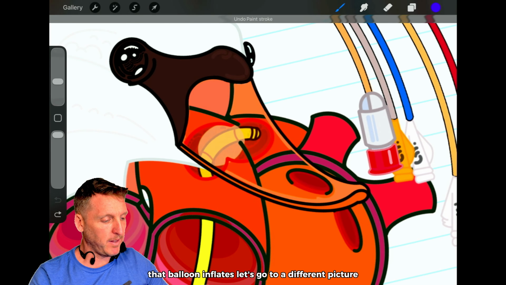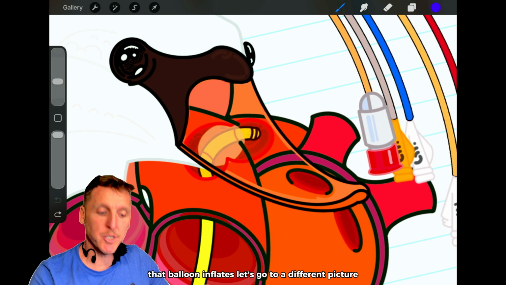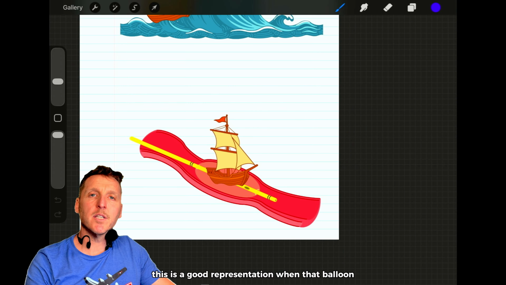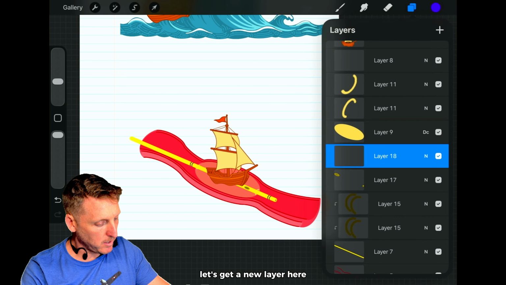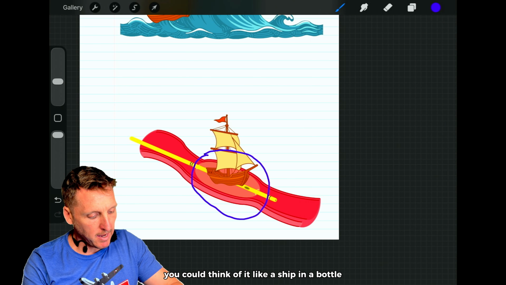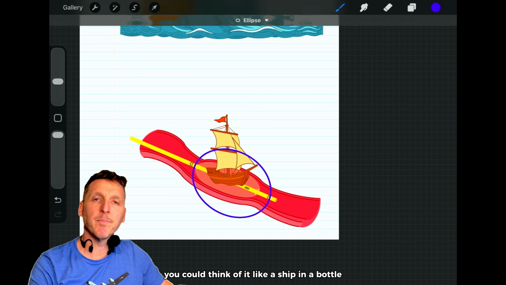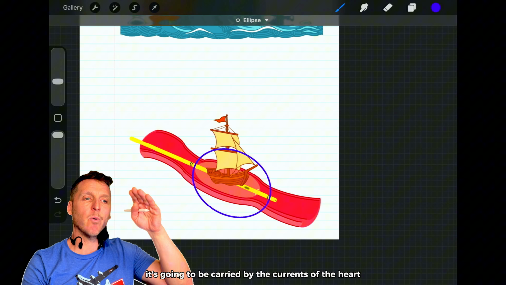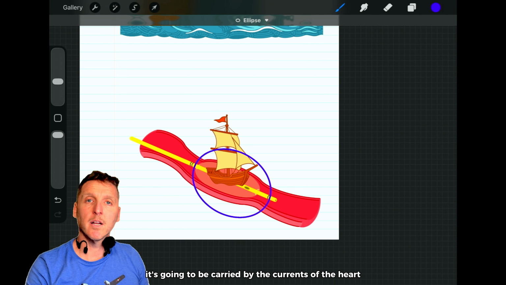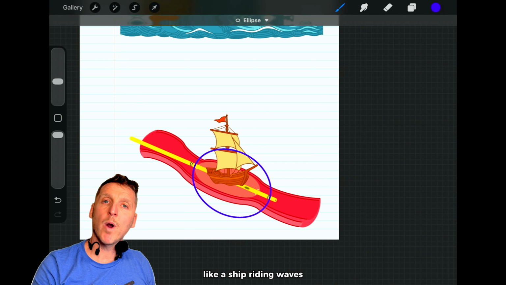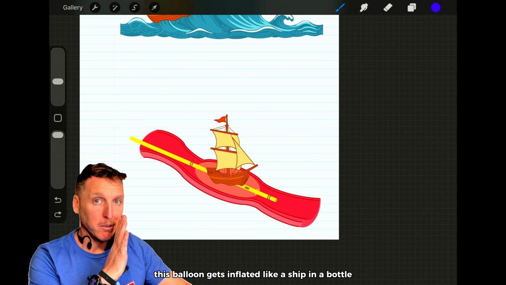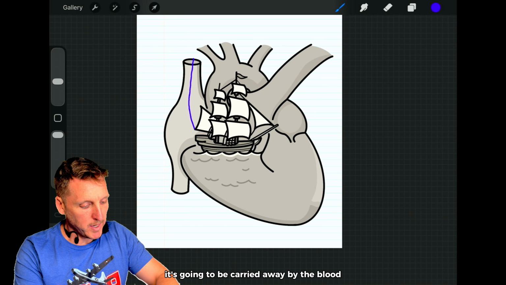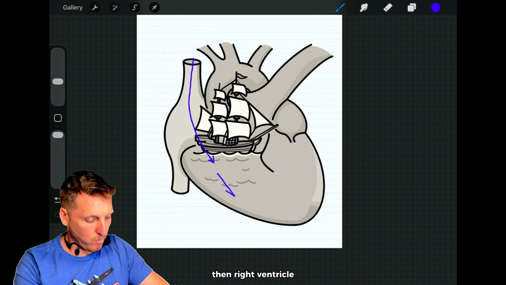And that balloon inflates. Let's go to a different picture. I hope you like my swan, by the way. This is a good representation. When that balloon inflates, you could think of it like a ship in a bottle. It's going to be carried by the currents of the heart, like a ship riding waves. It's going to be carried away by the blood into the right atrium, then the right ventricle.